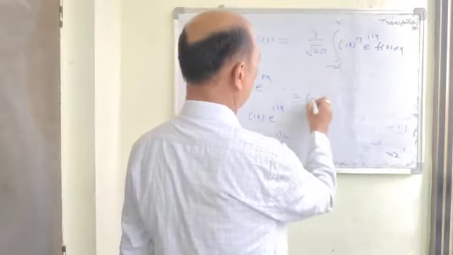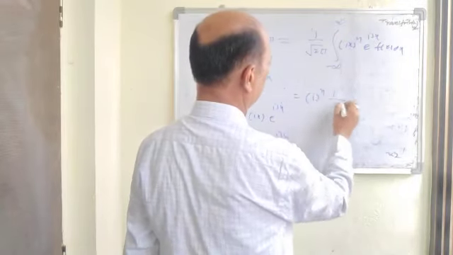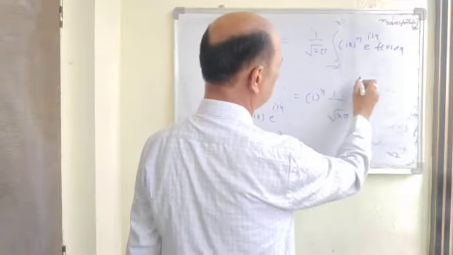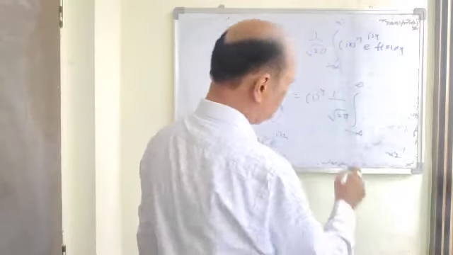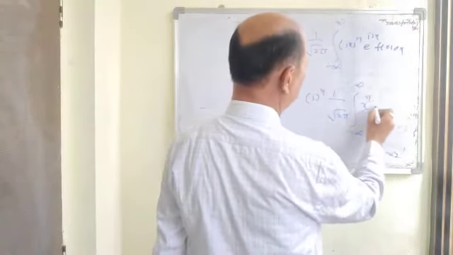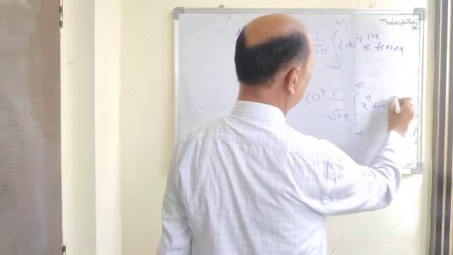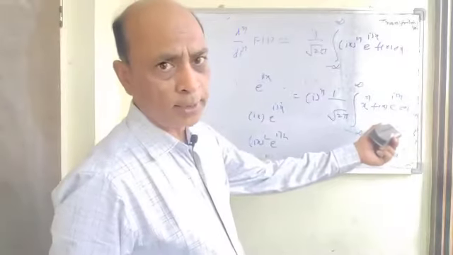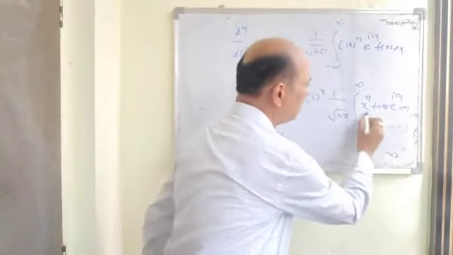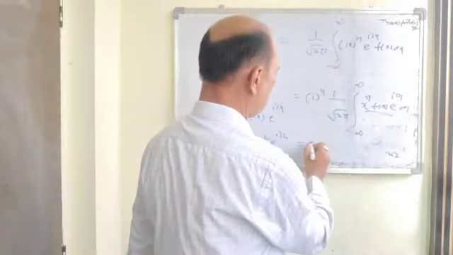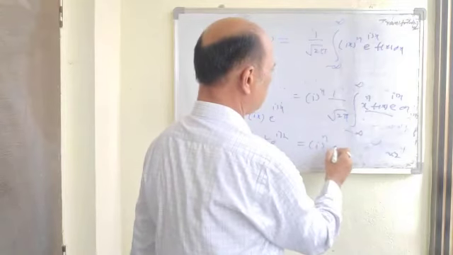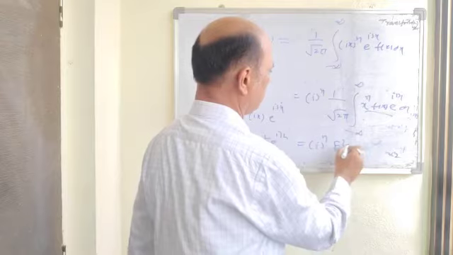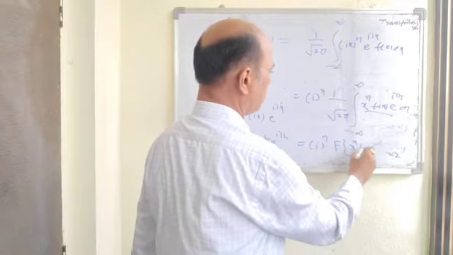So if we take i to the power n out of the integral, that is 1 upon root 2 pi integration from minus infinity to infinity, here x to the power n f(x) and e to the power isx dx. So what is this? This is nothing but the Fourier transform of x to the power n f(x). So that is equal to i to the power n into F of x to the power n f(x).